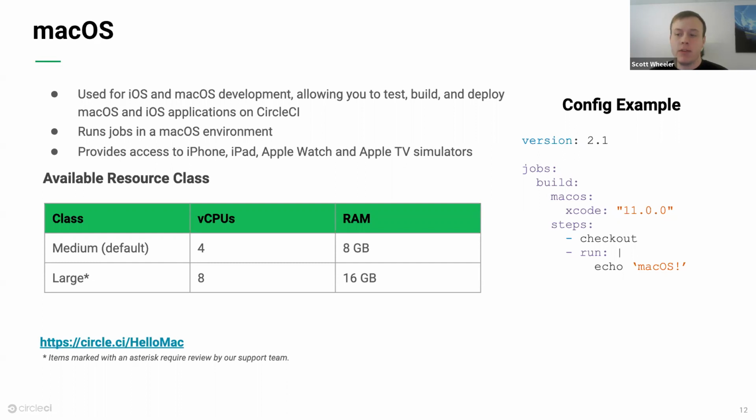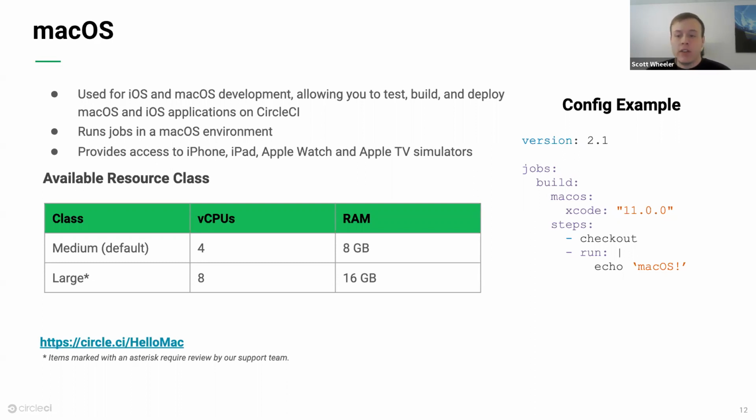The default medium resource class will provide access to 8 gigabytes of memory and 4 CPU cores. The large resource class will provide 16 gigabytes of memory and 8 CPU cores. The large resource class is restricted and will require review by our support team before you can begin using it.